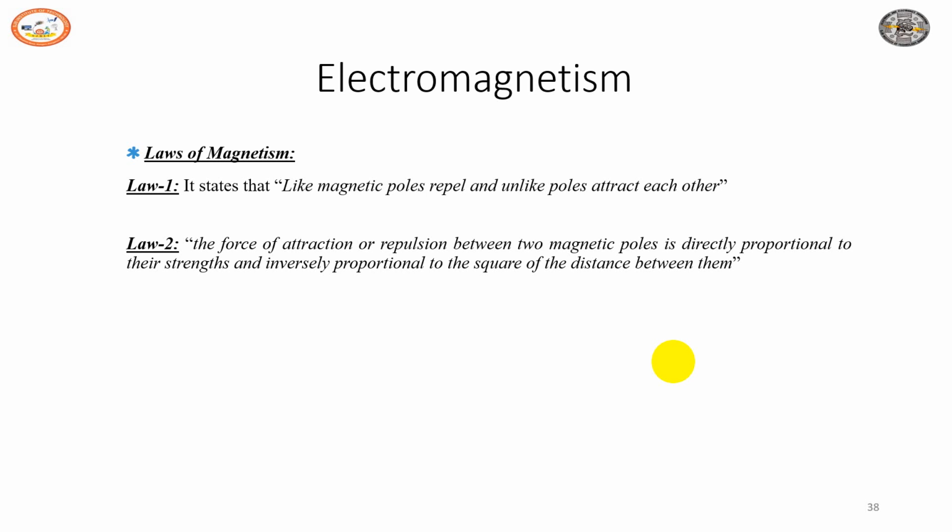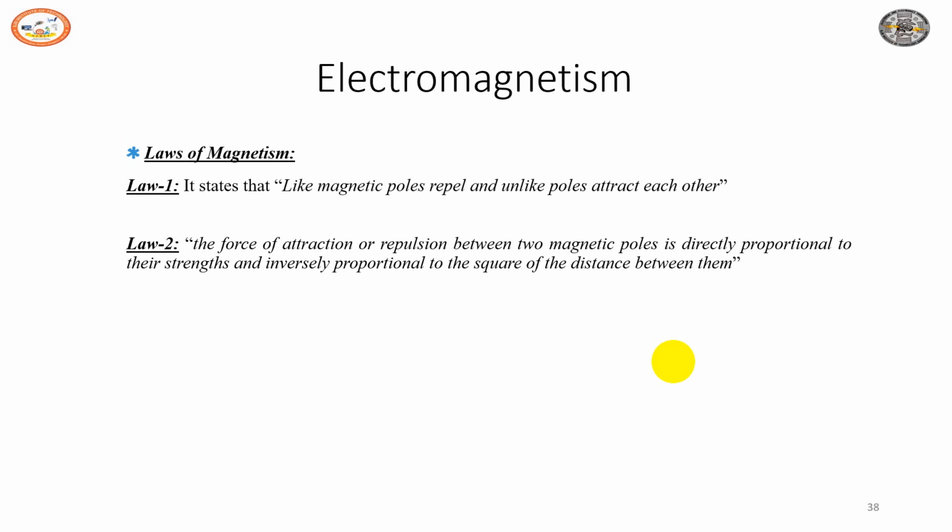Hence, by increasing the number of turns of the coil on those materials and also increasing the current passing through them, an electromagnet of any required strength may be obtained. Overall, electromagnetism is the study of the interaction between electric and magnetic fields and forces. So we are going to study the interactions between the electric and magnetic fields and the forces also.